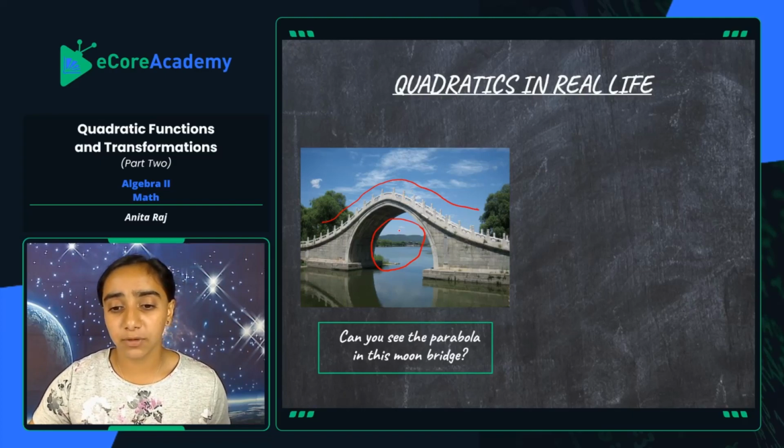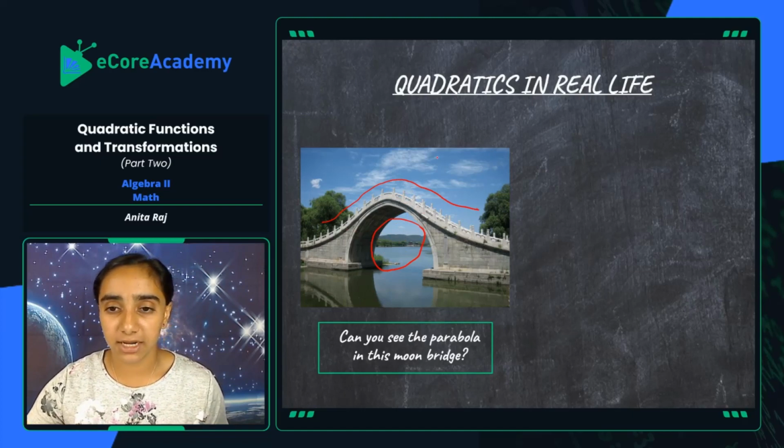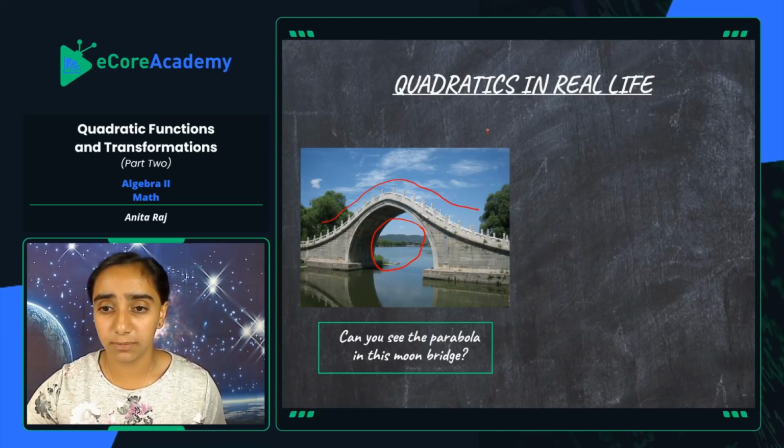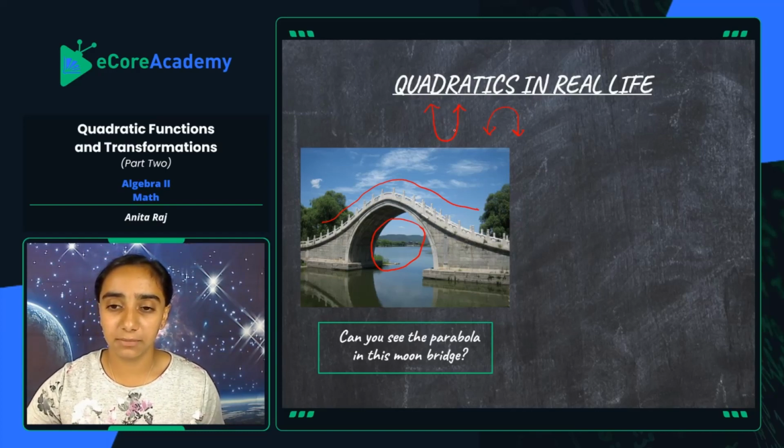But the reason I wanted to bring this up is I wanted to ask you, can you see the parabola in this moon bridge? So a parabola looks kind of like this on a coordinate plane. That is what a parabola could look like, and the parabola could look like this. It's just an inverted parabola reflected across the x-axis. So these are what parabolas could look like.